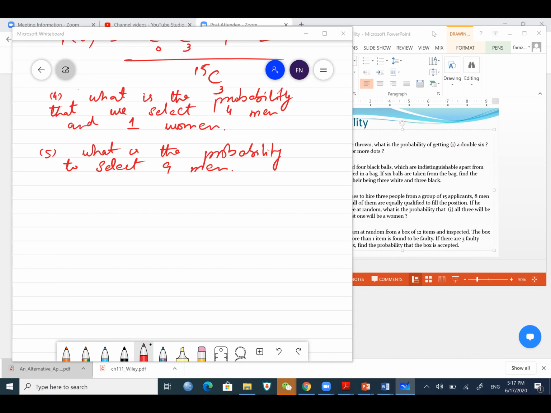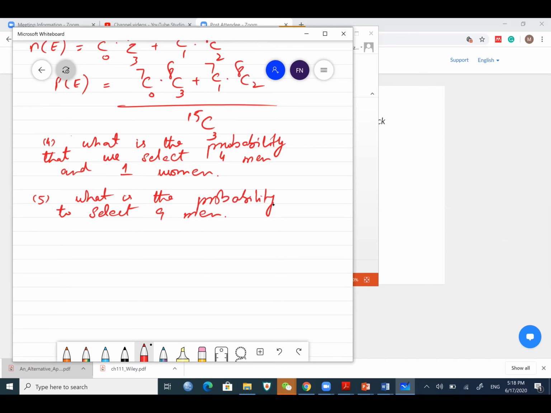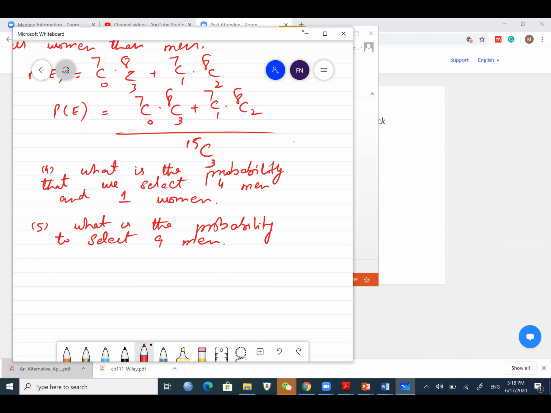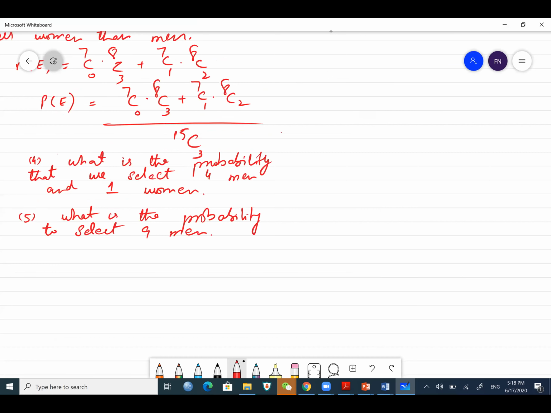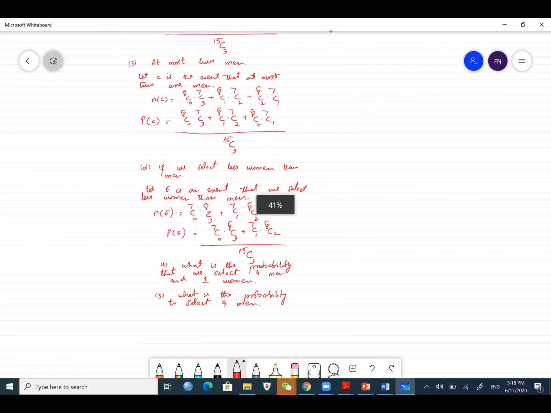Okay, Christine. What would be the answer for this? Probably that we select 4 men and 1 woman. What is the probability that we select 4 men and 1 woman? From the previous question, yes, we are discussing the same question. 7C. Here it is.